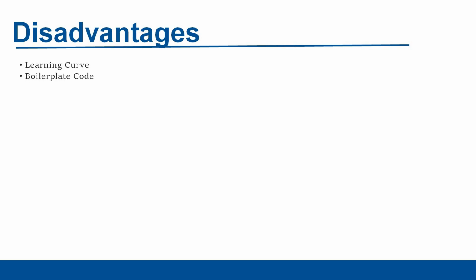Now, what are the disadvantages? The first one is the learning curve. It has a steeper learning curve when compared to other state management libraries like GetX. And it has boilerplate code. This means, as I told you, that Bloc has three major components, that is event, Bloc and state. And we need to write a considerable amount of code while creating these Bloc classes, events and states. So these are the two main disadvantages of Bloc.